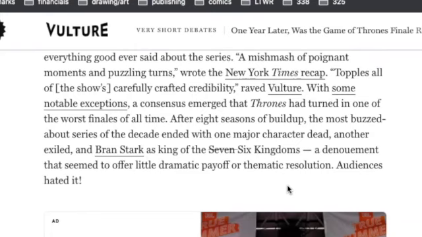And then they finish this sentence with a denouement. Denouement means ending or resolution. That's just fancy literary language. A denouement that seemed to offer little dramatic payoff or thematic resolution. So they're just saying the denouement didn't do what a denouement is supposed to do. Thematic resolution is the point of the denouement, and it didn't do it. So the ending didn't do what an ending's supposed to do, this writer's saying. Audiences hated it. So they're just reiterating people didn't like that.